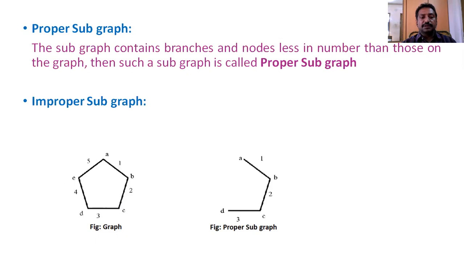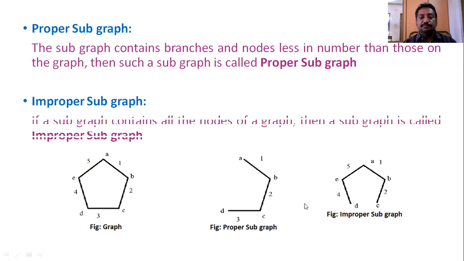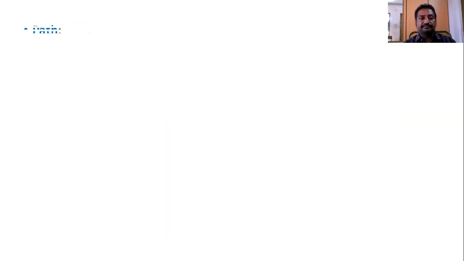Next, let's go to the improper subgraph. See here, it contains all the nodes, and sometimes all the branches also. See here, A, B, C, D, E, all the nodes. So such a type of graph is called an improper subgraph. An improper subgraph is a subgraph which contains all the nodes and sometimes all the branches of a graph. Then such a subgraph is called an improper subgraph.